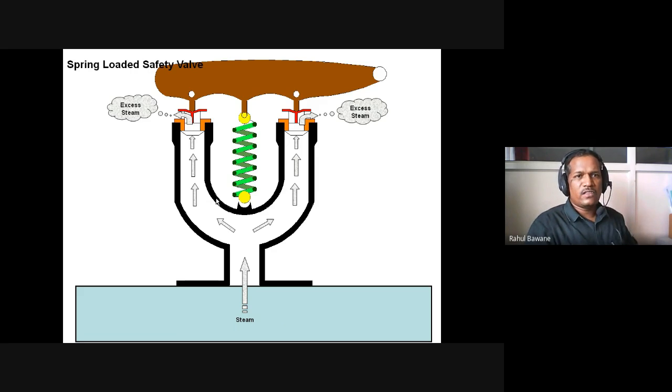To operate all these safety valves, there is no requirement of human interference. You can leave them. Whenever there is excess pressure, the valve will lift and the excess pressure will be released. When the pressure is restored, the valve gets closed again. So there is no requirement of any human interference to control all these operations. So these are the safety valves.